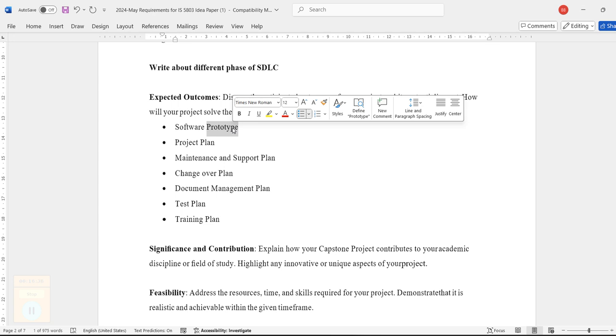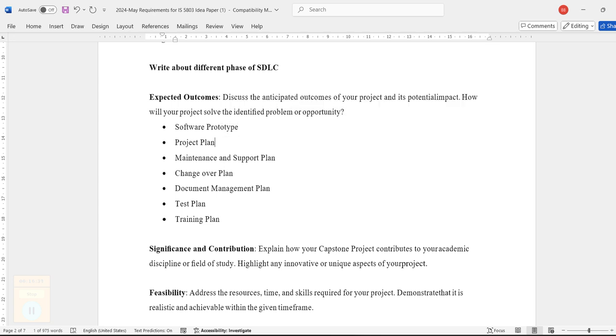By implementing it, it will resolve the problem the organization is experiencing. In addition to that, we will be providing the project plan that we used to complete the project. It is one outcome that clearly discusses the various important phases we have used, and it discusses the different plans related to the project. Next is the maintenance and support plan.